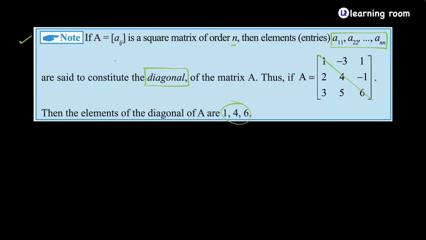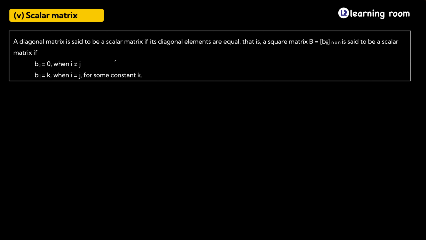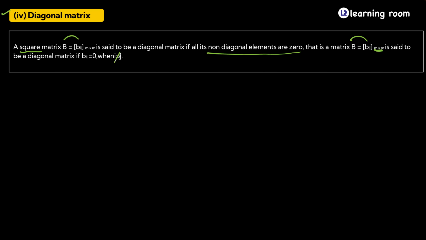When you look at the diagonal elements, i and j are the same. So what they are trying to tell mathematically is, if there is a matrix B equal to Bij of the order m cross m, then you can call this a diagonal matrix if Bij is equal to 0. And what should be the relation between i and j? i should not be equal to j. If i is equal to j, it will become a diagonal element.